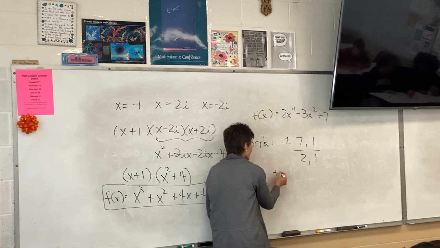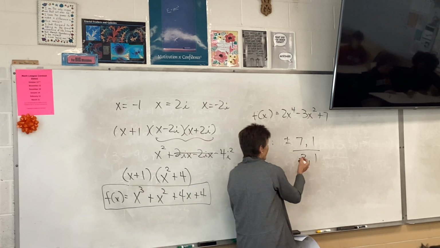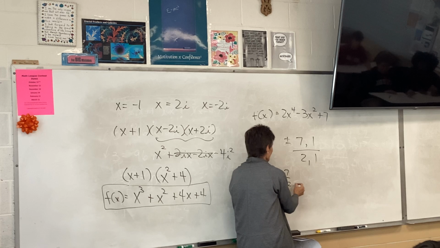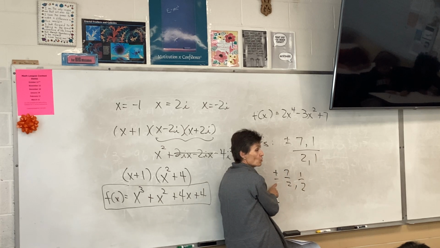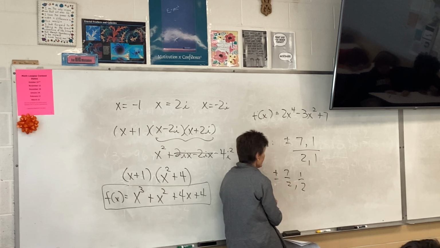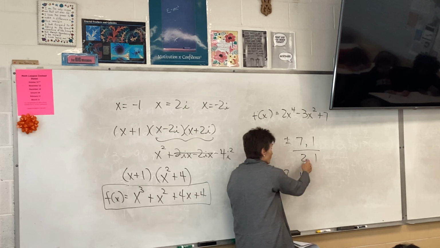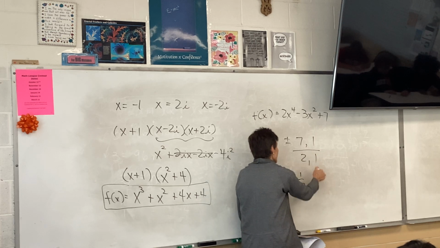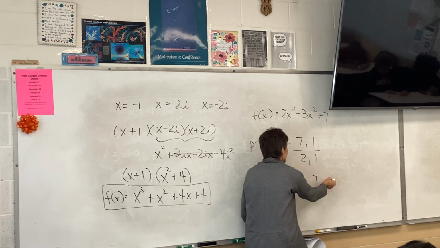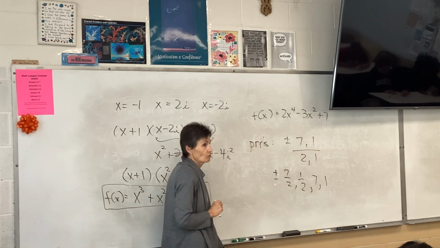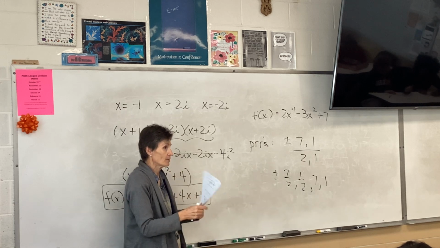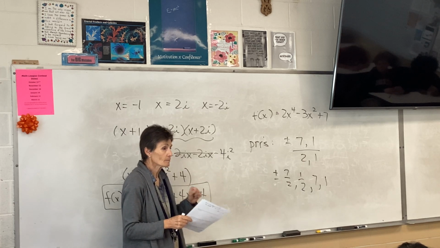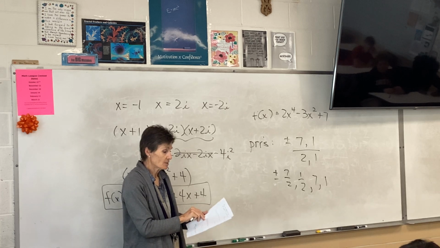So to build the list, we'll have 7 over 2, 1 over 2. Now I'm gonna put plus or minus out in front, and you're allowed to do that. Plus or minus all these options. So I have 7 over 2, and I have 1 over 2. What else do I have? 7 over 1 and 1 over 1. There's your list. All the combinations of top over bottom. That is your list.